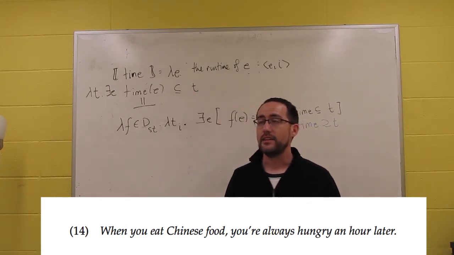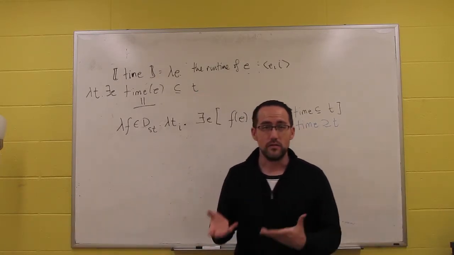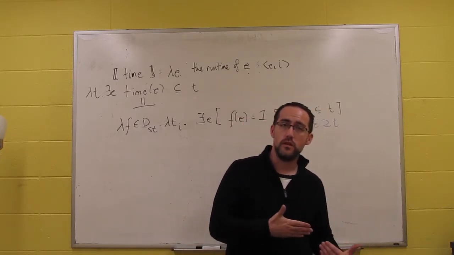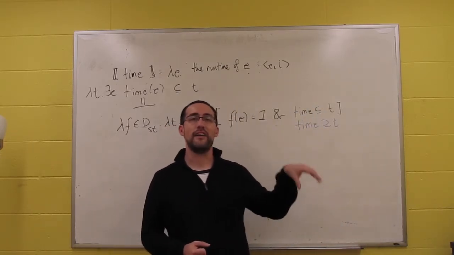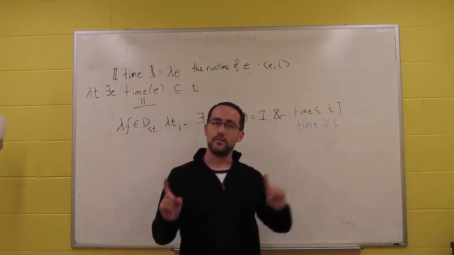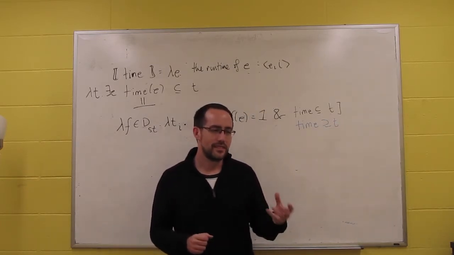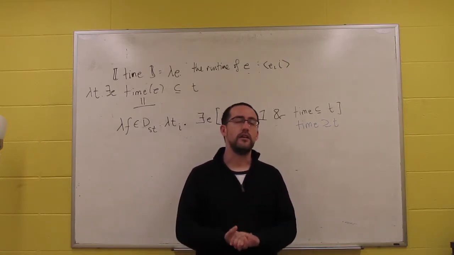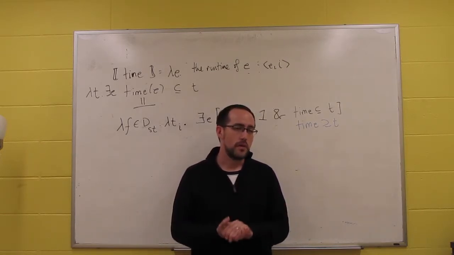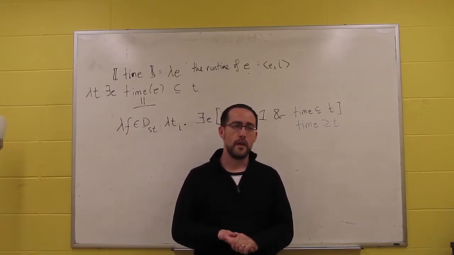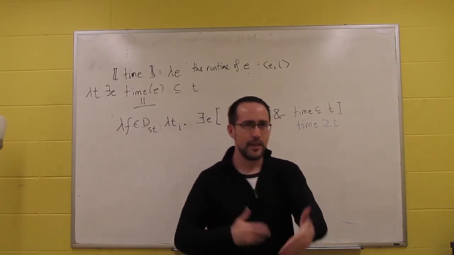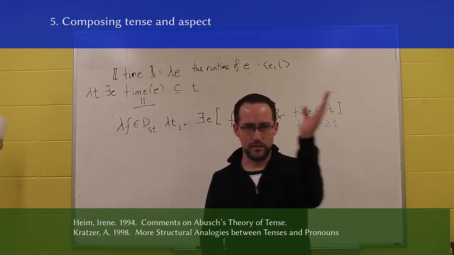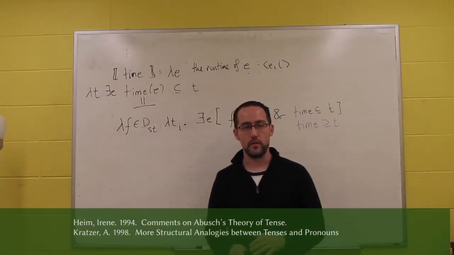And in that case, you get a quantification over times. It's like every time that you eat Chinese food, you're hungry an hour later after that time. So there's a covariation. And this covariation fact and the anaphora fact combined led Partee to suggest that, well, maybe tenses are pronouns too. She didn't develop a theory of that, and that came later with other linguists like Irene Heim and Angelika Kratzer and a number of other people.